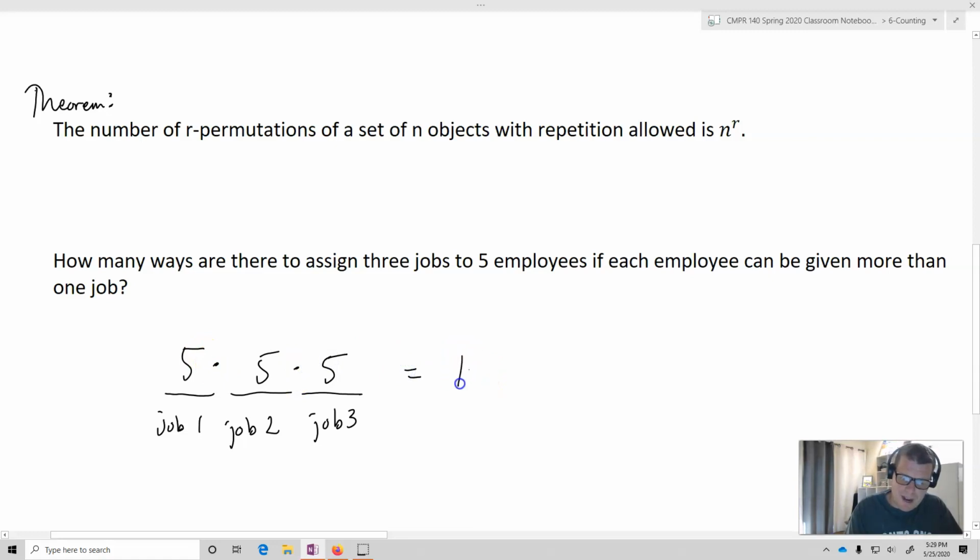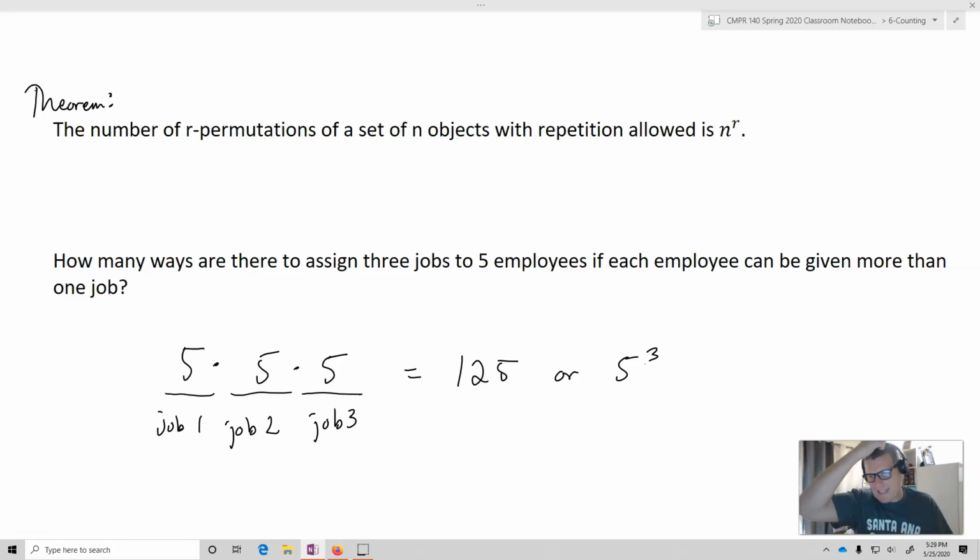5 times 5 times 5, that's 125, or 5 cubed. So the string is of length 3, and the set is of size 5, 5 to the third, and that's actually how we count the total number inside of problems like this. So these are permutations where we utilize repetition. And that ends this mini lecture.